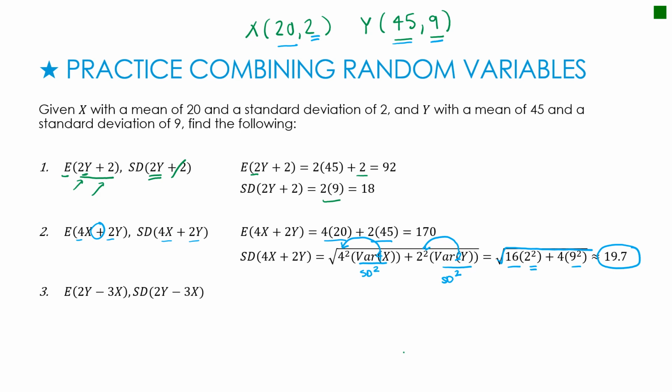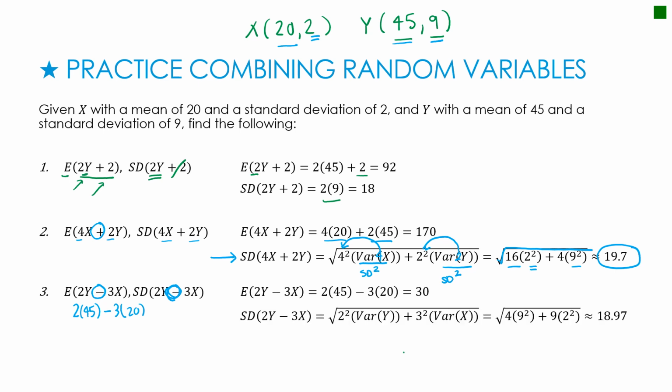Last one. Remember, this is a difference of values, and when a difference of values with expected value means I'm going to take 2 times the expected value of y minus 3 times the expected value of x, just like I would expect to do based on the equation. However, when I'm looking at standard deviation, we never subtract, we always add, and so it's going to look a lot like this one, where I am finding the standard deviation by adding variances.